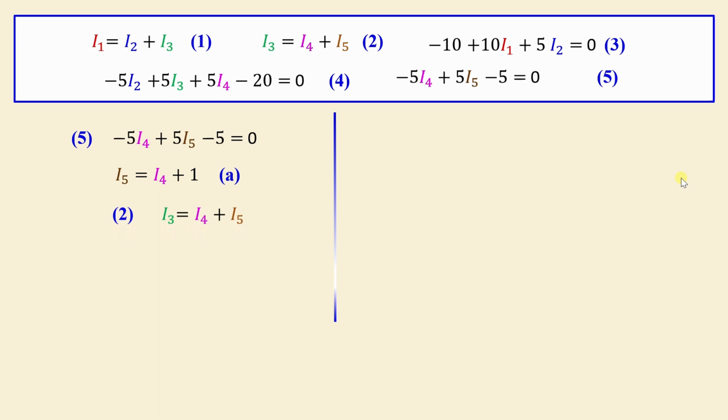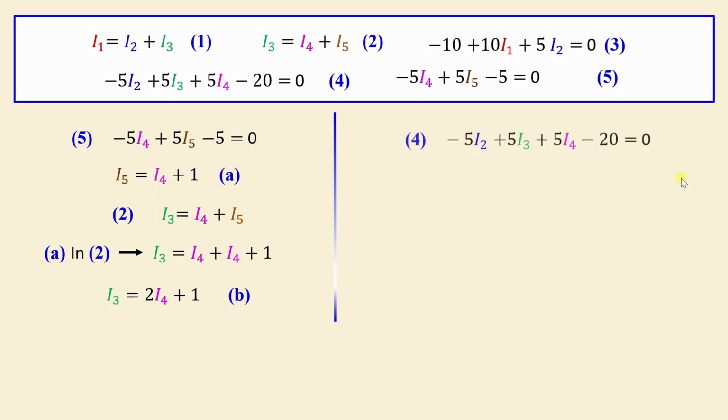I go now to equation 2. I3 is equal to I4 plus I5. If we replace A in 2, we obtain I3 is equal to I4 plus I4 plus 1. Finally, we obtain I3 is equal to 2 I4 plus 1. And here we obtain I3 in terms of I4, and I will call this equation B.